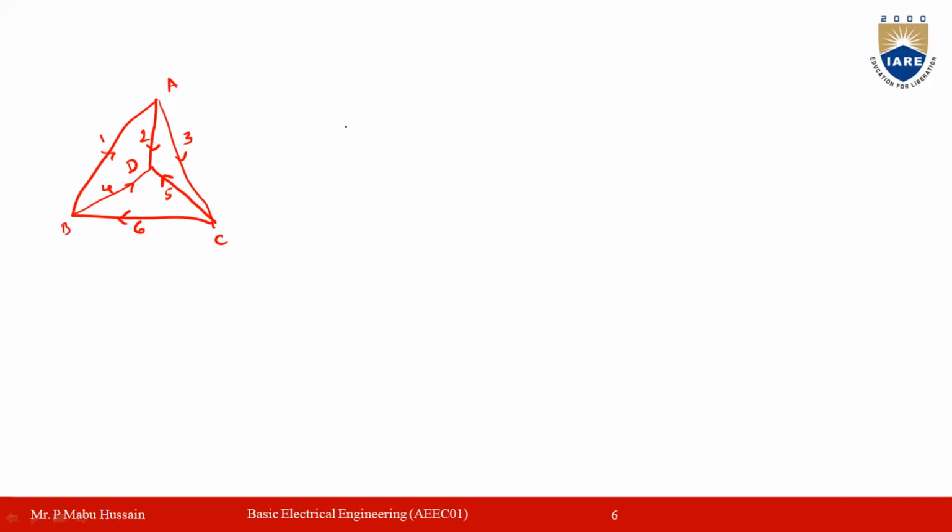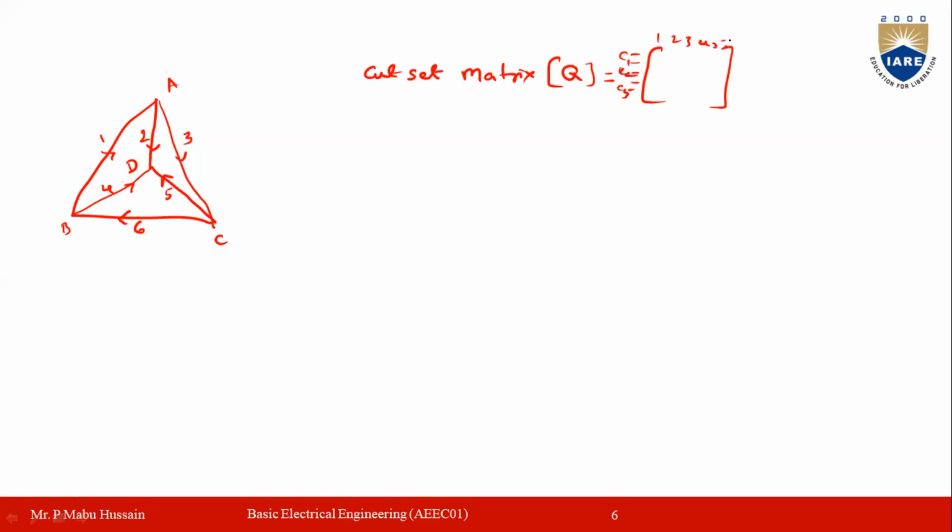Now you need to develop the cut set matrix for the given graph. The cut set matrix is represented with the letter Q. If you observe the matrix order, the rows represent the independent cut sets, and the columns are your branches.